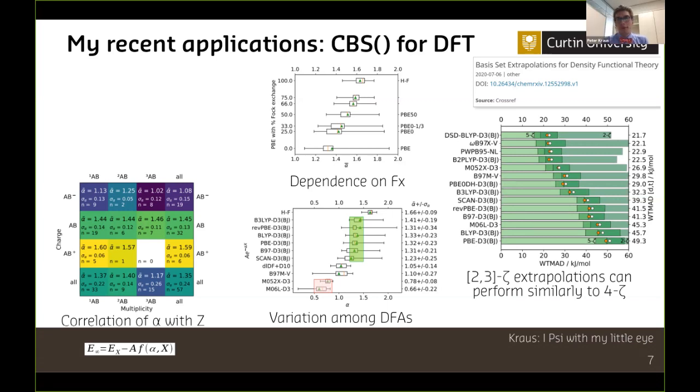I did use the polarization consistent functionals family. It's included in the paper. They actually do not perform that well. The extrapolation doesn't perform that well. They perform well compared to coupled cluster, compared to the correlation consistent basis sets. So with the individual basis sets, you get better results than with the correlation consistent basis set. But the extrapolation methods don't seem to perform that well.